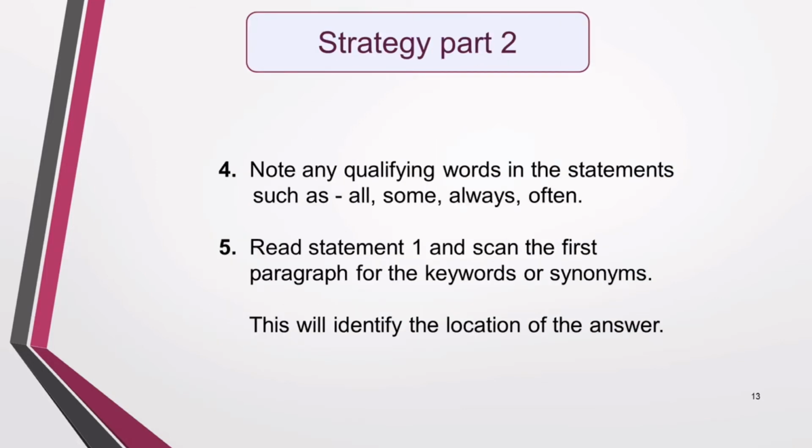Also note any qualifying words in the statements, such as all, some, always or often. This will make your brain alert for them when you come to scan the text. Then reread statement 1 and scan the first paragraph, maybe 2, for the key words or synonyms of them. Scanning will locate where the answer is, but detailed reading of this section of the text is now needed to decide if the specific information you're looking for is correct, incorrect, or not given.